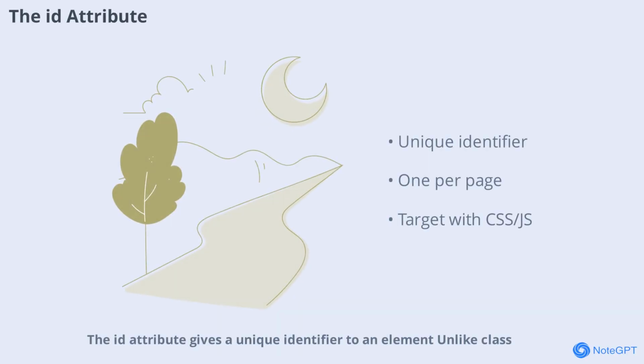The id attribute gives a unique identifier to an element. Unlike class, an id should only be used once per page. This is useful for targeting specific elements with CSS or JavaScript, such as creating anchor links or dynamic effects.